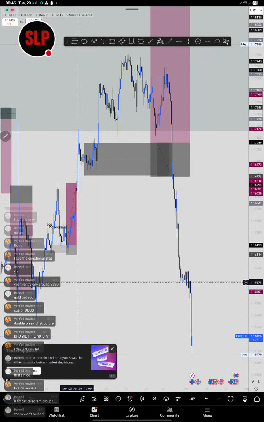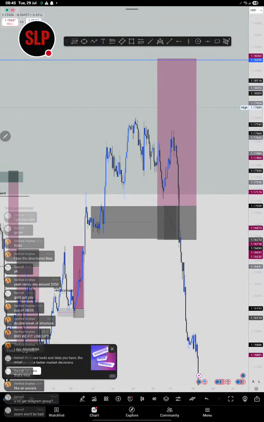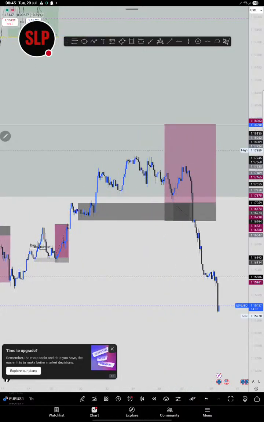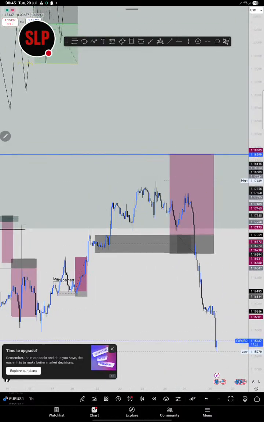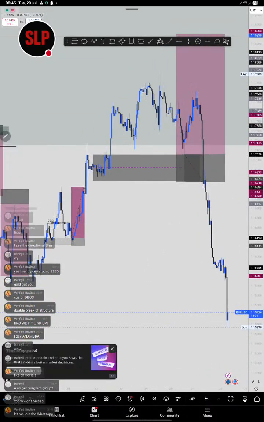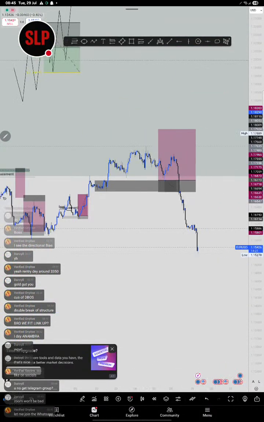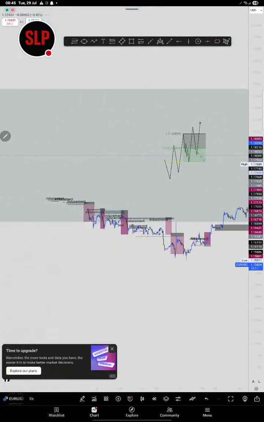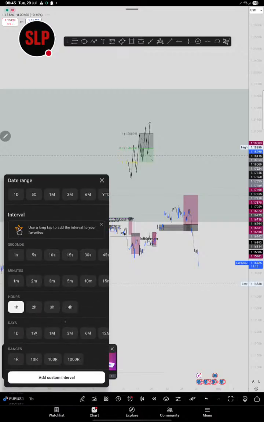Also not bad. This setup that everybody was hyping, I didn't even take it. I didn't take the setup, and it tested badly. Everybody was saying Euro is supposed to go up, Euro supposed to be up now.